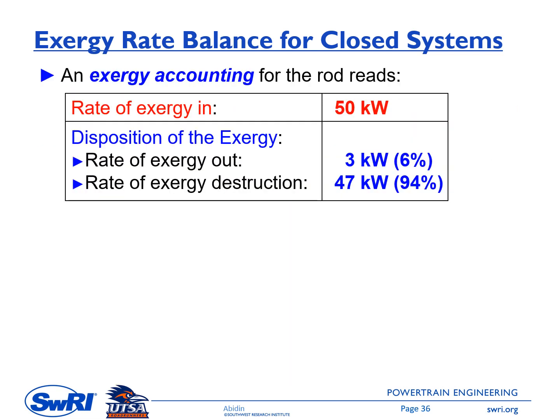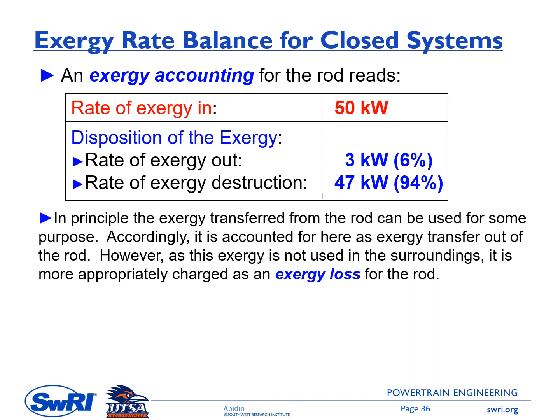So this is the exergy accounting for the rod. We have a rate of exergy in from the left of 50 kilowatt. And then the rate of exergy out is only 3 kilowatt, so it's 6%. And then the rate of exergy destruction is 47 kilowatt, which is 94% of the rate of exergy in. In principle, the exergy transfer from the rod can be used for some purposes. Accordingly, it is accounted for here as an exergy transfer out of the rod.